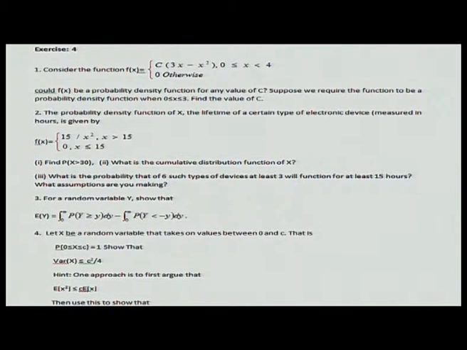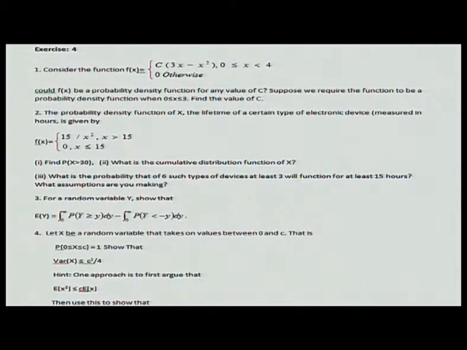This will become a binomial probability, where the p will be this integral, for at least 15 hours. So, at least 3 of the 6 such devices will function for at least 15 hours. So, it will be 15 and more. Okay. So, I leave it to you to do the rest.